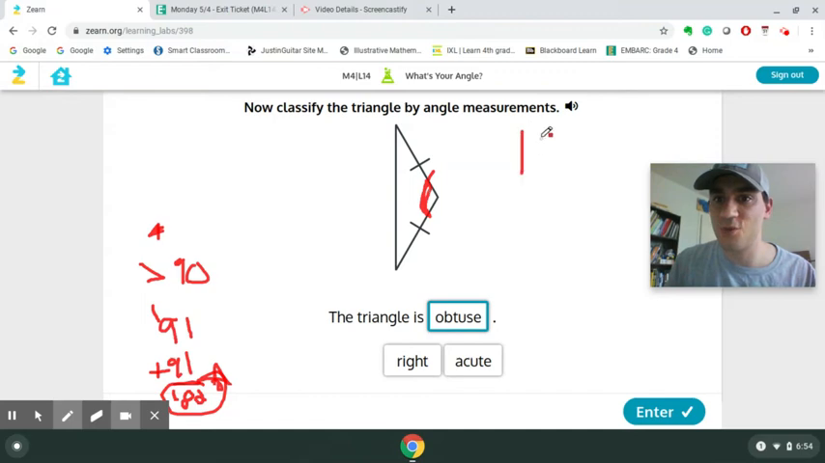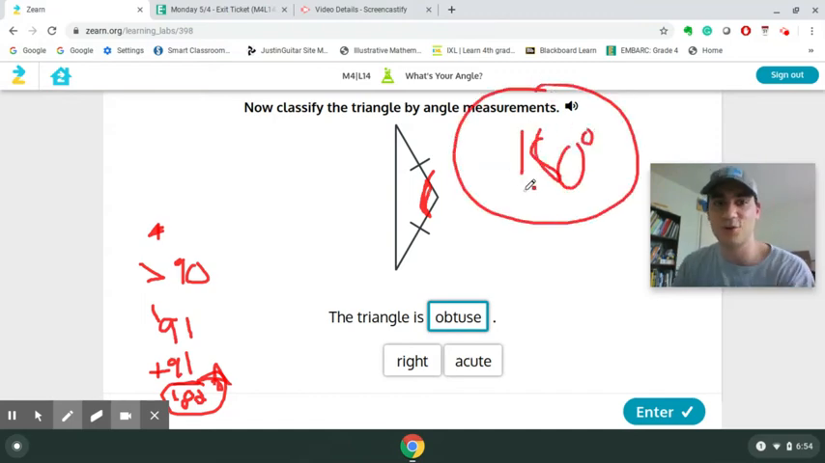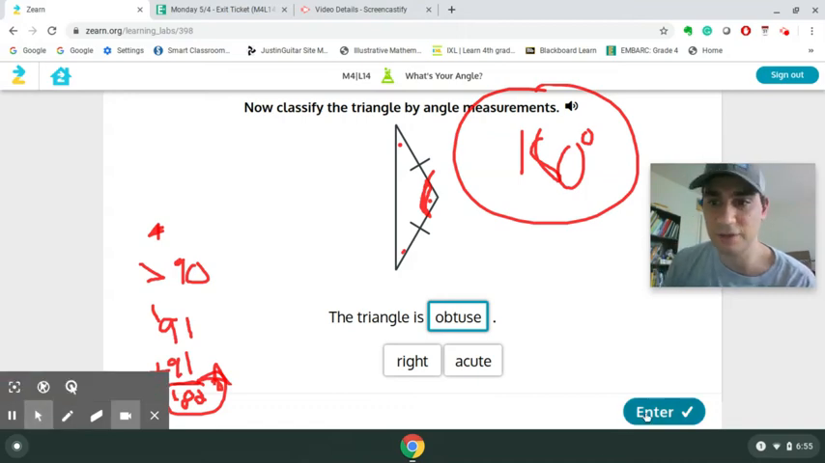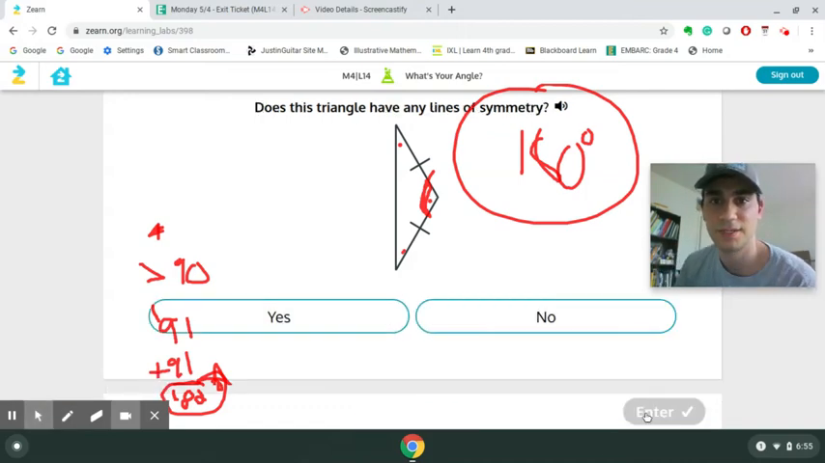Triangles are worth 180 degrees total. When I add all 3 angles up, that's 180 degrees. Okay? Keep that in mind. You're going to need that when you go to your exit ticket. So no, triangles can't have more than one. They can only have one obtuse angle if they're obtuse. Let's keep moving.